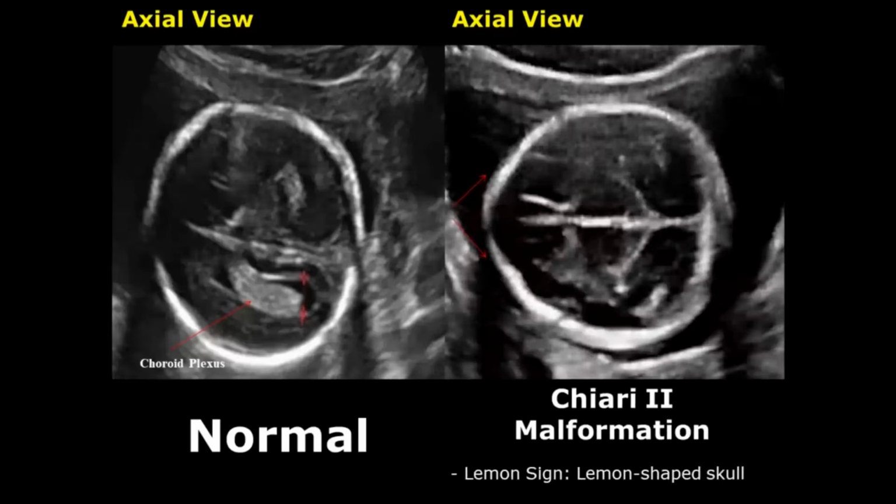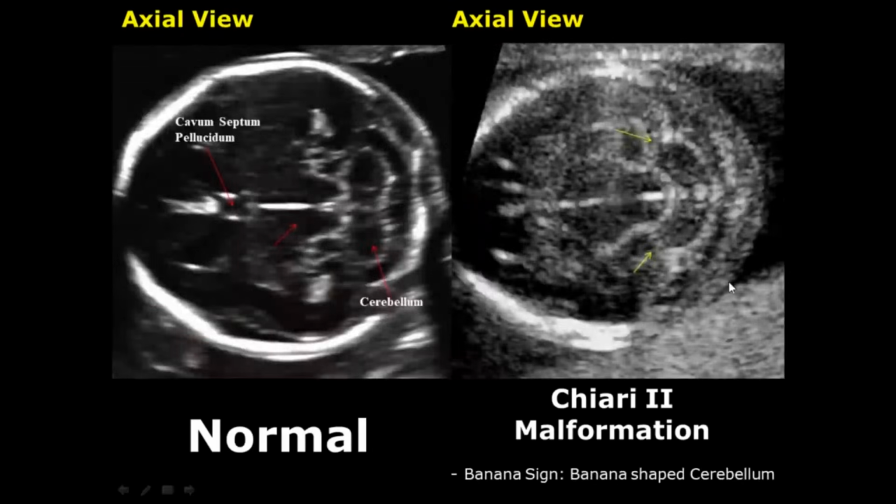Chiari-2 malformation is associated with the shape of the skull and shape of the cerebellum. The skull resembles the shape of a lemon because of flattening of the frontal bones. This is why it's called the lemon sign. Another sign is called the banana sign. This one is associated with the shape of the cerebellum. You can see the cerebellum is shaped like a banana. It is bent facing forward.